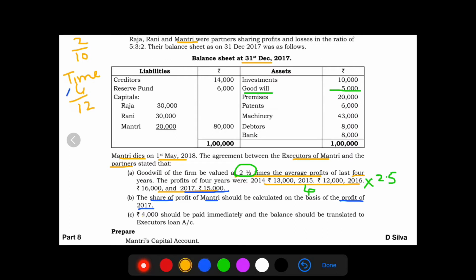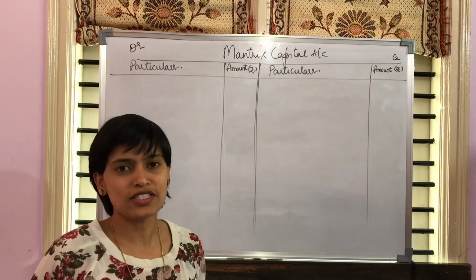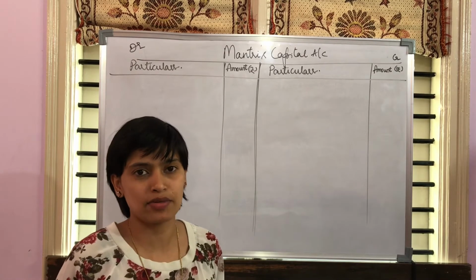Next, 4,000 should be paid immediately to Mantri's executors. That means Mantri is not alive to receive the money. So therefore, this 4,000 should be shown in Mantri's executor's account because he is the one who is going to receive the money immediately. So therefore, first we will prepare Mantri's capital account, and to show the payment of this 4,000, we will prepare Mantri's executor's account.